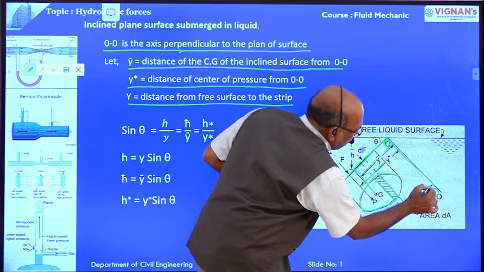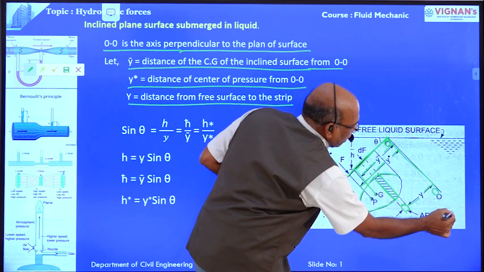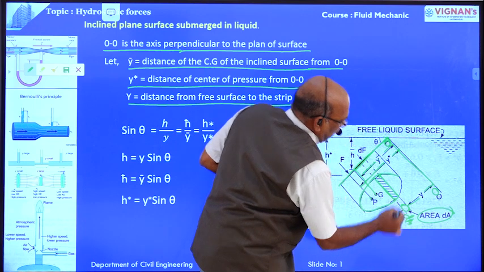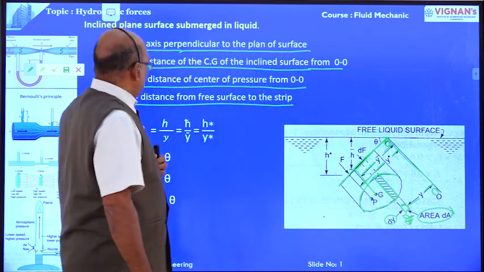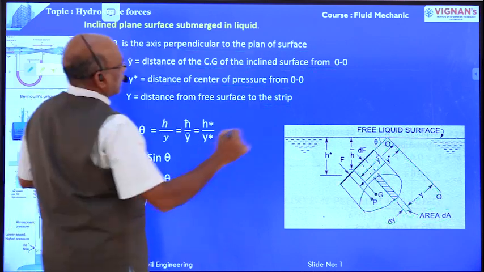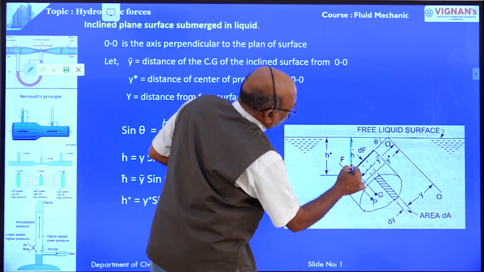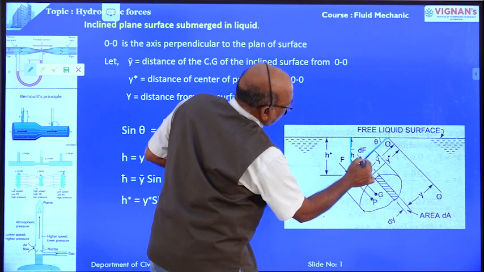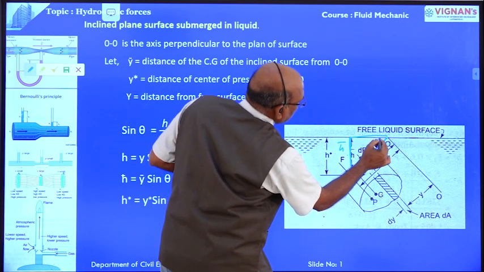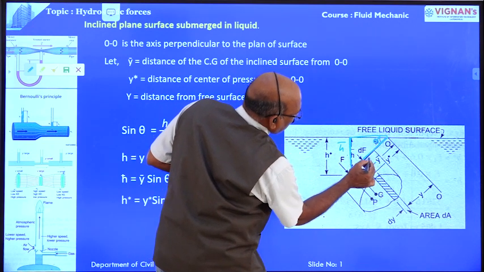That is y, the distance from the 0 0, right? The strip depth is dy, and the area is dA. Dy is the depth, right? Now from this, suppose we take this point and this point. This is h bar, this is theta, and this distance is nothing but y bar.